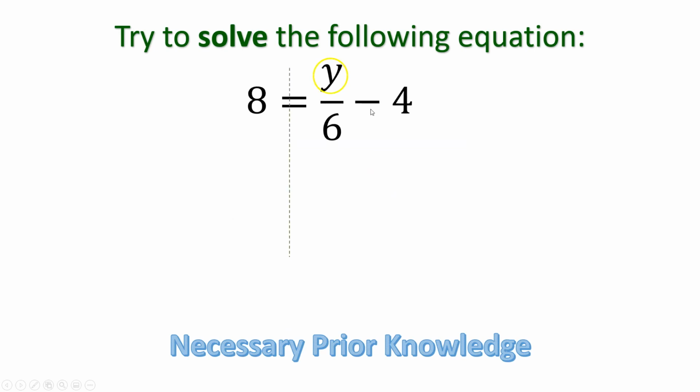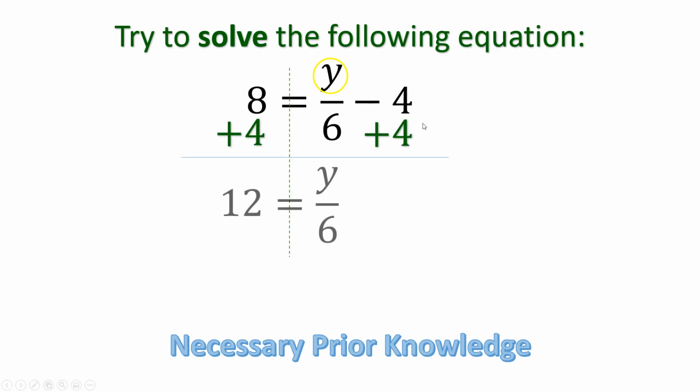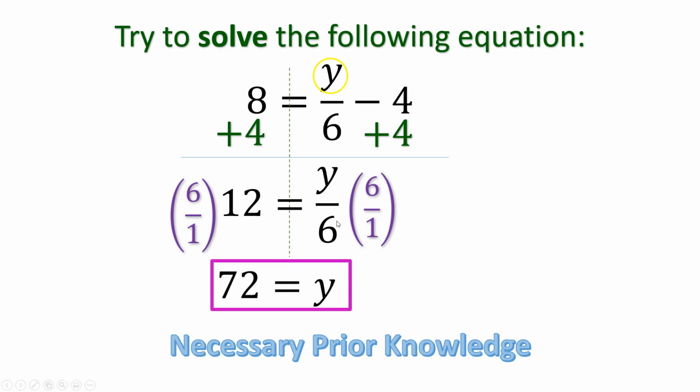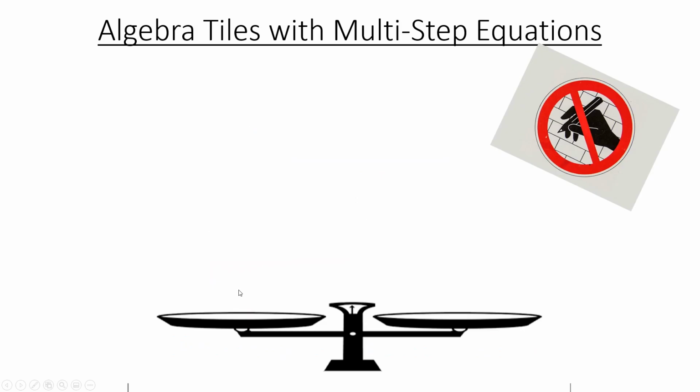On this one, we need to undo the minus 4 happening on the same side as the y by adding 4 to both sides. Simplify. We still need to undo the division by 6. So you multiply by 6. I wrote it over 1 to emphasize the 6 is in the numerator, but it just means times 6. These will cancel out, become a 1y, and you get y equals 72.